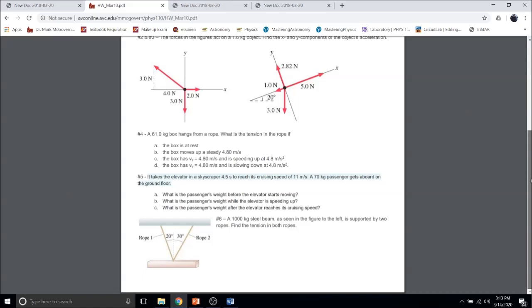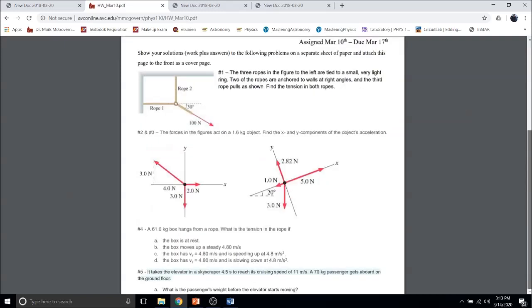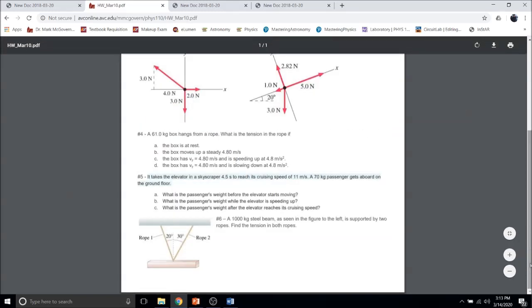For number 5, again, every time the motion changes. So the weight before the elevator starts moving, there's a free body diagram for that. Passenger weight while it's moving up, there's a free body diagram for that. And for part C, weight after the elevator reaches cruising speed, that really should be the same as A, so you don't necessarily have to have a different free body diagram for that, but if you did, great for you. Number 6 is a static equilibrium problem, very similar to number 1 up here, but again, free body diagram, write out the components.